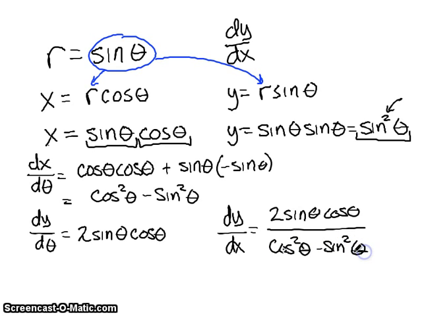Now from here they can ask things like, where are your horizontal or vertical tangent lines? And again, all we have to do is set either the numerator or denominator equal to 0, depending on which one they want. So the numerator would give our horizontal tangent line, and the denominator would give our vertical tangent line.